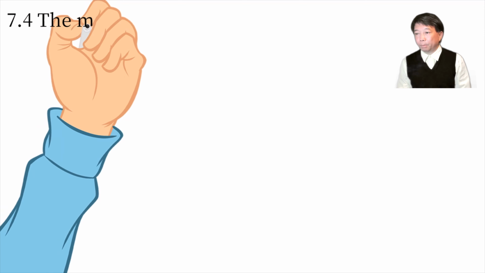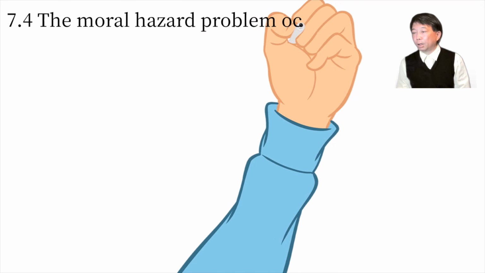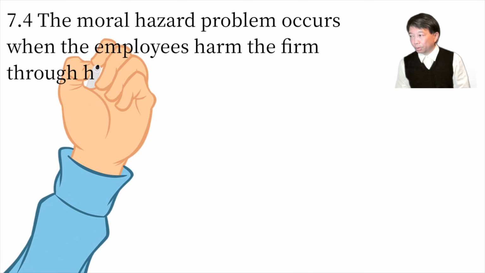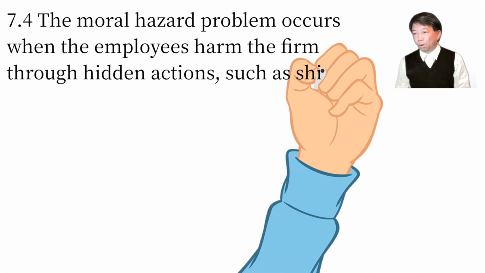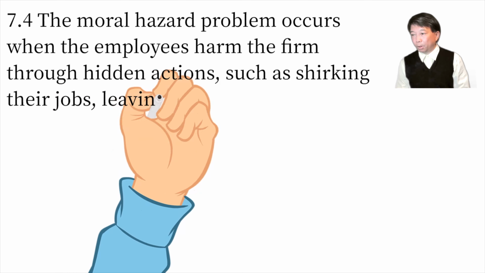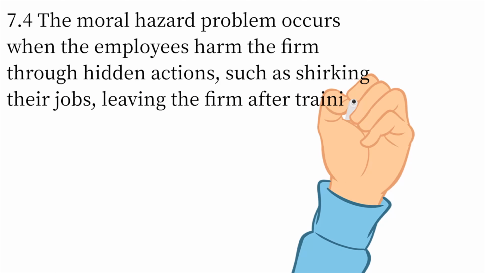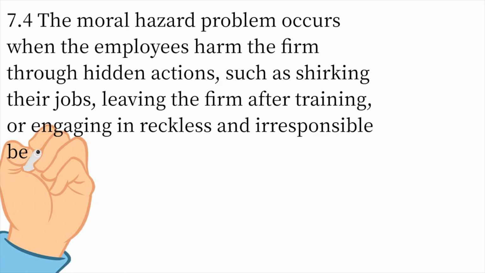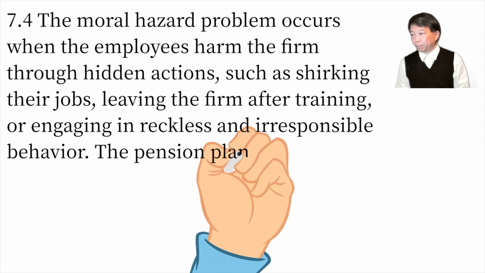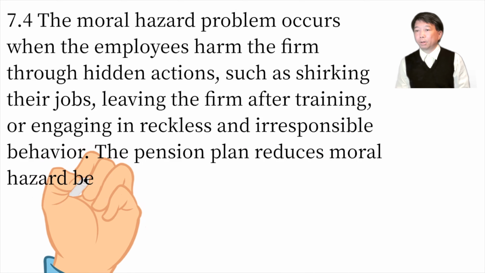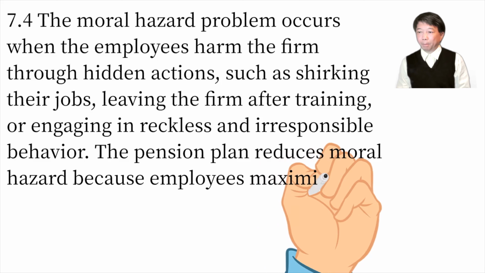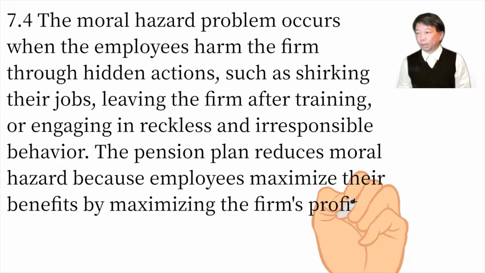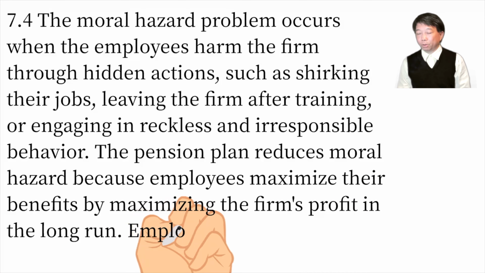The moral hazard problem occurs when the employees harm the firm through hidden actions, such as shirking in their jobs, leaving the firm after training, or engaging in reckless and irresponsible behavior. The pension plan reduces moral hazard because employees maximize their benefits by maximizing the firm's profit in the long run. Employees' actions will be in the firm's best interest.